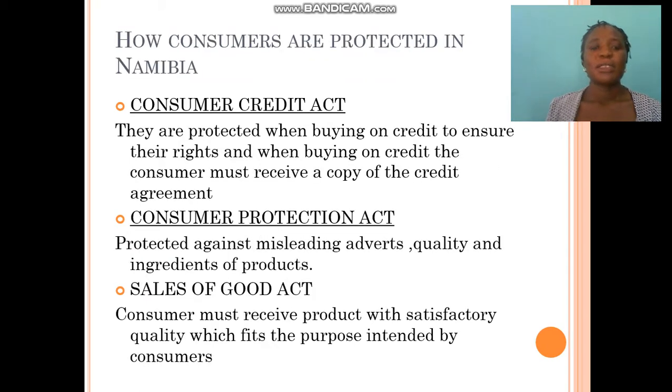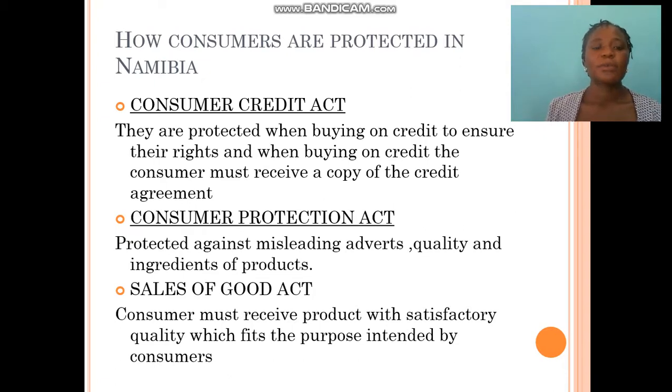And then, how are consumers or our customers protected in Namibia? We have the Consumer Credit Act. They are protected when buying on credit to ensure their rights, and when buying on credit, the consumer must receive a copy of the credit agreement, right?